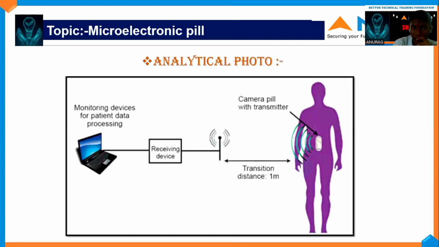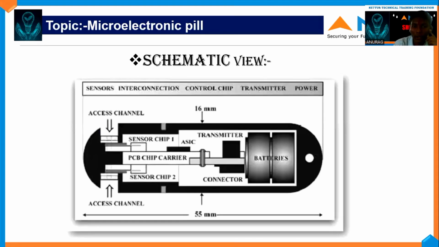Here you can see the analytical photo. When a person takes a microelectronic pill, the camera pill with the transmitter sends the data from within the body to the receiver device. A laptop or computer monitors the device for patient data processing. It can be done within 1 meter. Here you can see the schematic view of the microelectronic pill: the access channel, the sensor chips, the PCB chip carrier, the transmitter, connector, and the batteries.